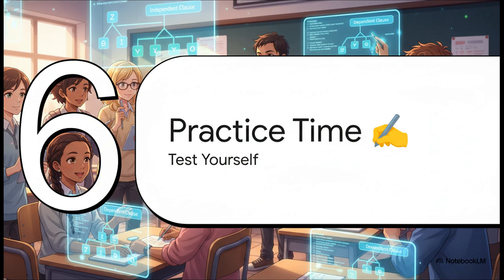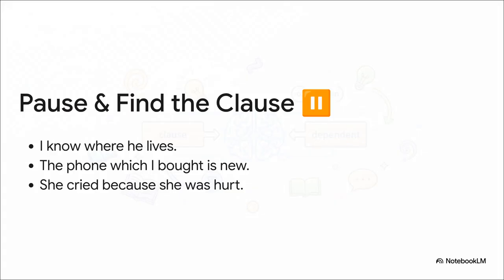All right, I've done enough talking. It's your turn. Let's put this to the test. Okay, I want you to go ahead and pause this explainer in just a second. Take a look at these 3 sentences. In each one, your mission is to find the main clause, the part that can stand alone, and the subordinate clause, the part that can't. Don't forget to look for those joining words. Ready? Go ahead and pause now.